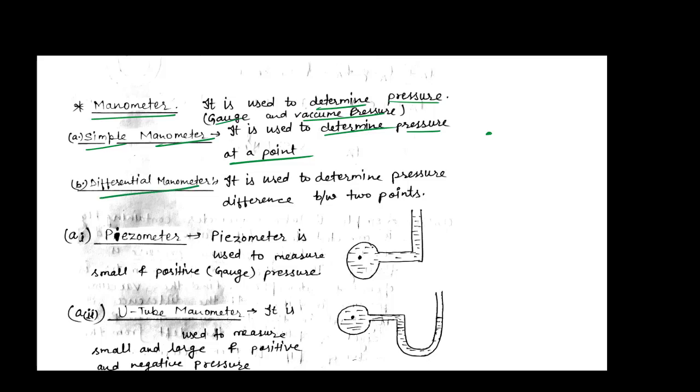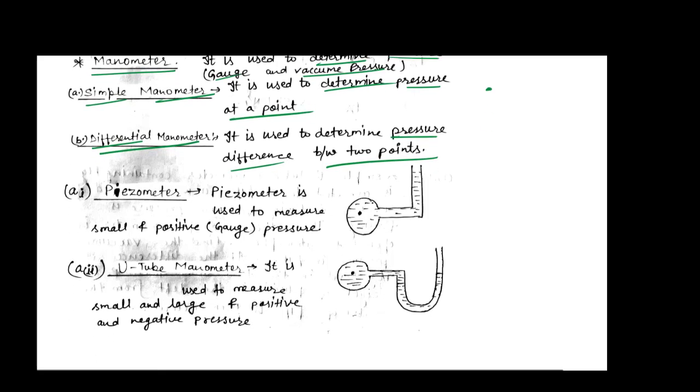Second one is the differential manometer. Differential manometer is used to determine the pressure difference between 2 points. The word differential itself defines it, it is difference. So differential manometer is used to find the pressure difference between 2 different points.